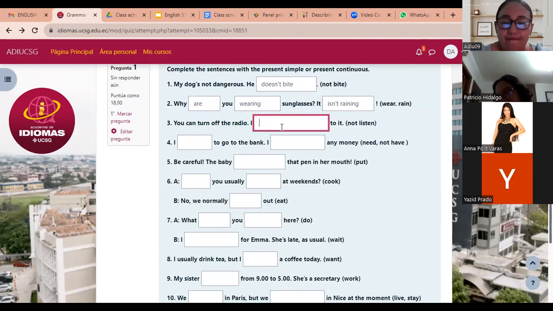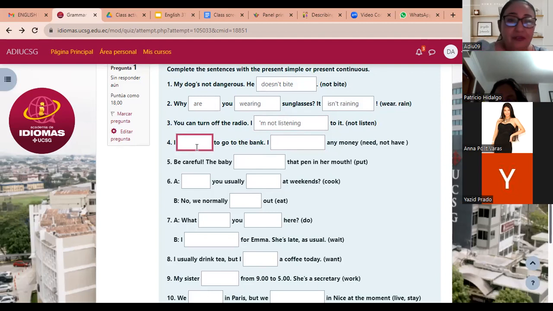I am not. No. Like this. I'm not listening, right? What about number 4? I go to the bank, I not have any money. So what could go in the first section? Is it present simple or present continuous? I'm going.